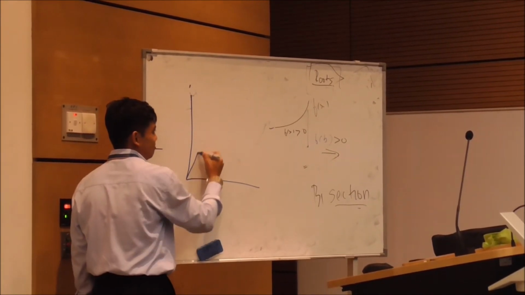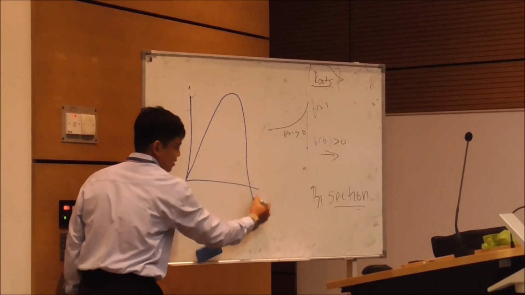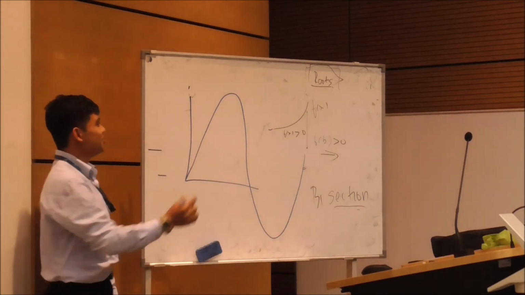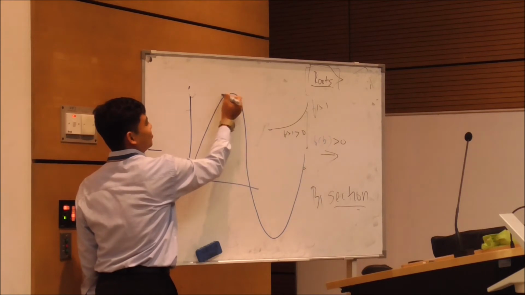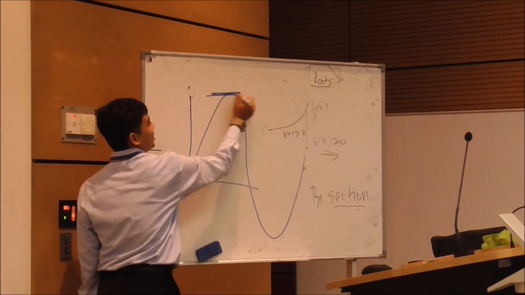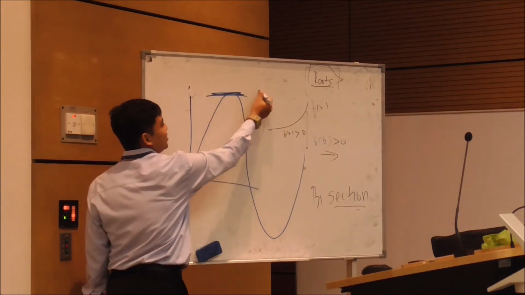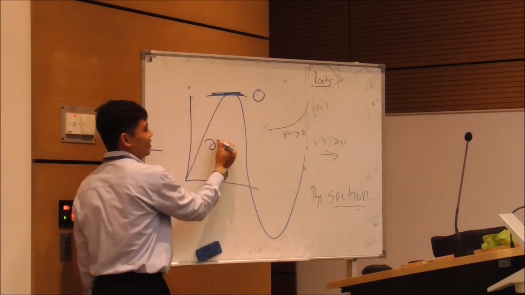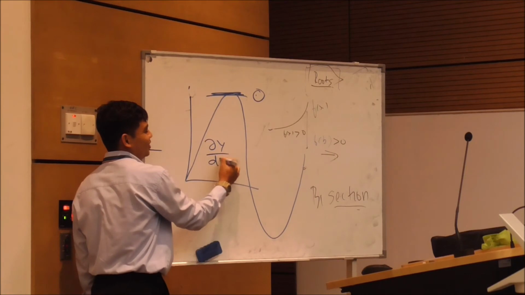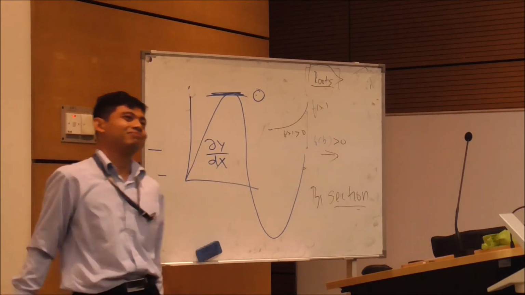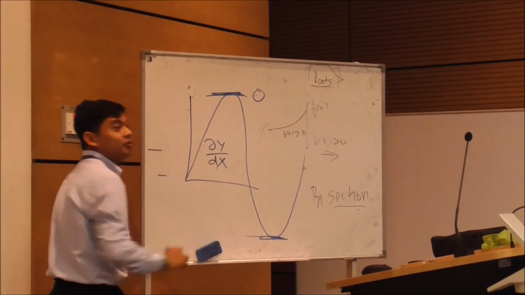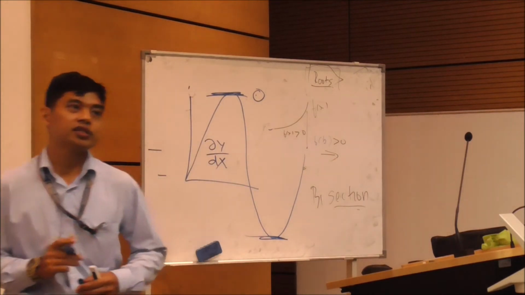When you have something like this, right? You know that the slope over here will be zero. And slope is nothing but your... same goes for the minimum. Because it is the slope. That's why you need to do that.